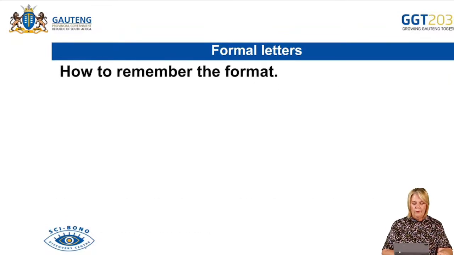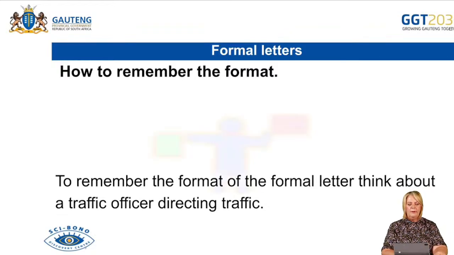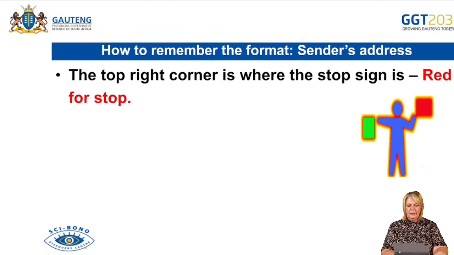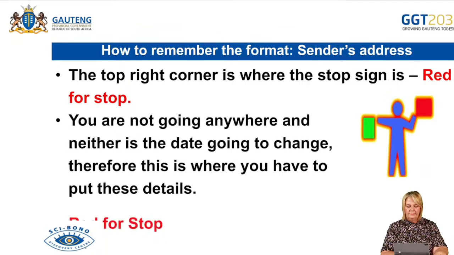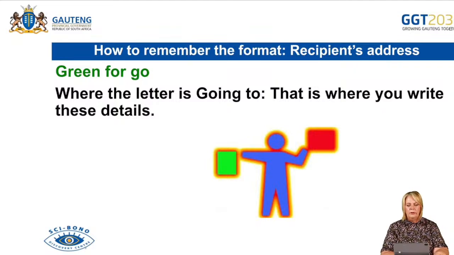How to remember the format? Let's take a look at that. To remember the format of the formal letter, think about a traffic officer directing traffic. The sender's address, top right corner, is where the stop sign is, red for stop. You are not going anywhere and neither is the date going to change. Therefore, this is where you have to put these details. Red is for stop. Green is for go, where the letter is going to. That is where you write these details.